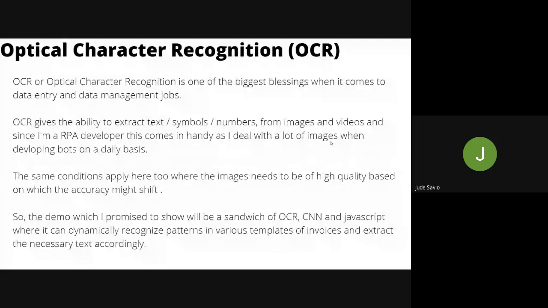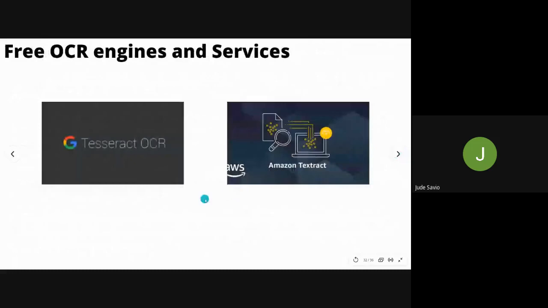The demo which I promised to show you will be a sandwich of OCR, CNN, and JavaScript, which I explained earlier, JavaScript converted into a desktop app basically. I've used Electron JS to create a desktop app and coupled it with Python. I had my model on Colab and I exposed the APIs. Whenever I fed an image, it would pick that model, get the results back, and feed it here. That is what happens in this process. Some of the free OCR engines out there are Tesseract OCR, Amazon Textract, and OpenCV, of course.